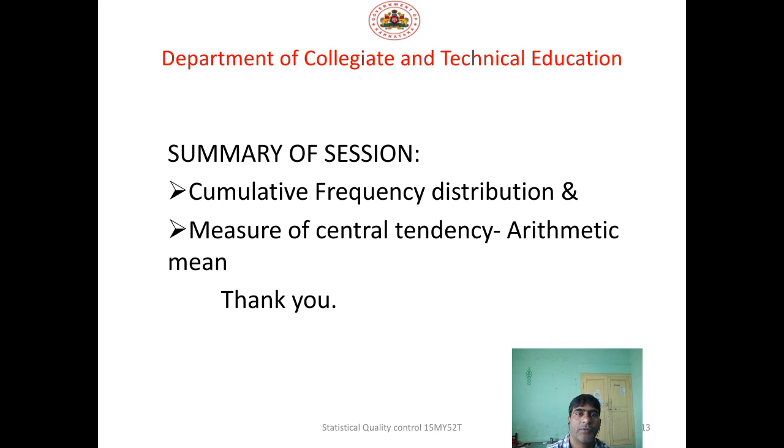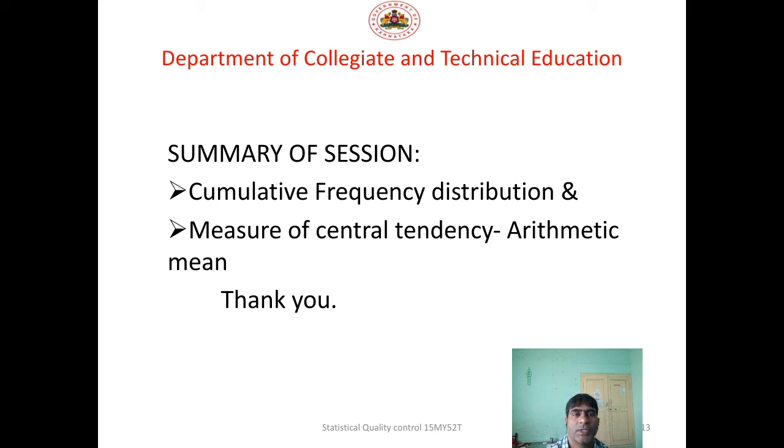We are coming to the end of the session, so I'll give a summary of the session. What we have seen today: cumulative frequency distribution and measures of central tendency. In that we have seen arithmetic mean. Cumulative means we are taking the frequencies greater than a certain number and less than a certain number. We mark the frequencies which are less than a certain number, and we mark the frequencies which are greater than it. For such a distribution we call it cumulative frequency distribution.